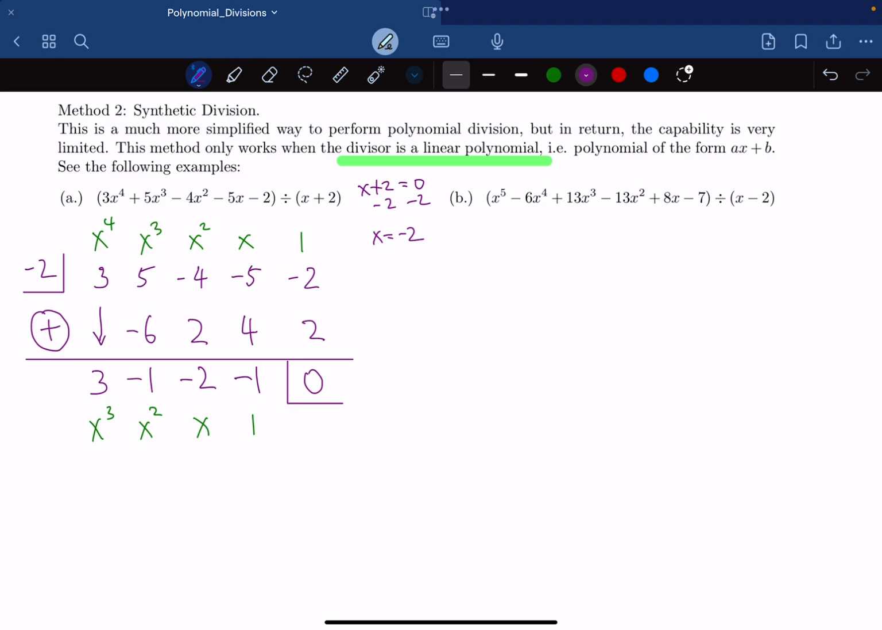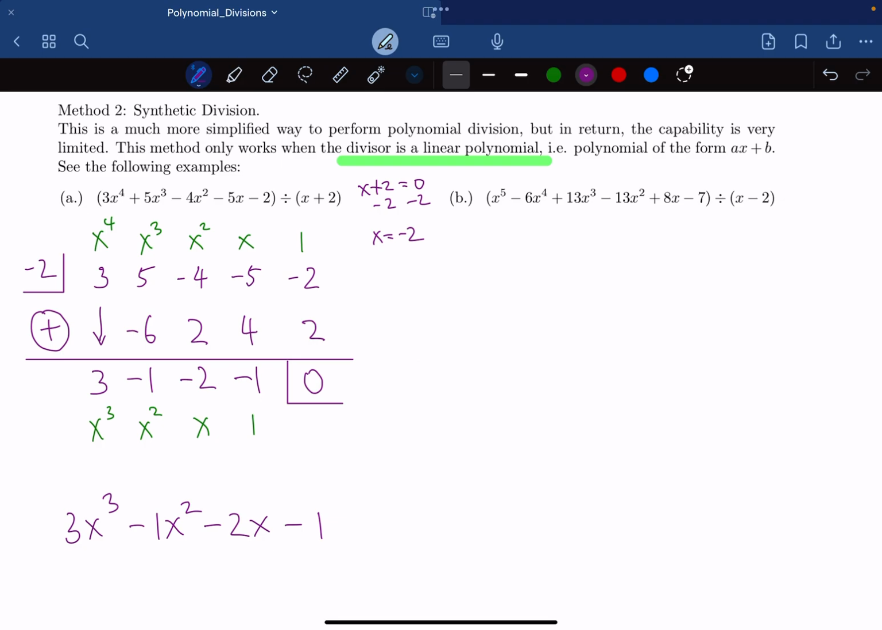And the final answer for this division is just going to be 3x to the third minus 1x squared minus 2x minus 1. I know you don't typically write the negative 1x squared there, but again, that's just for me to show you what's happening here. You don't have to write a negative 1. Okay? So in this case, the remainder is 0. That means the division just resulted in this particular polynomial.